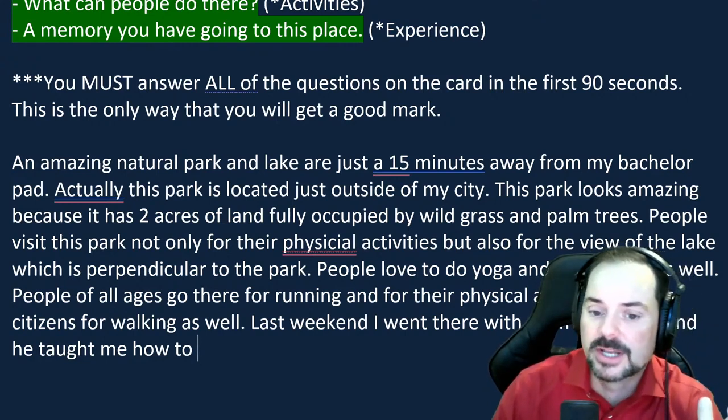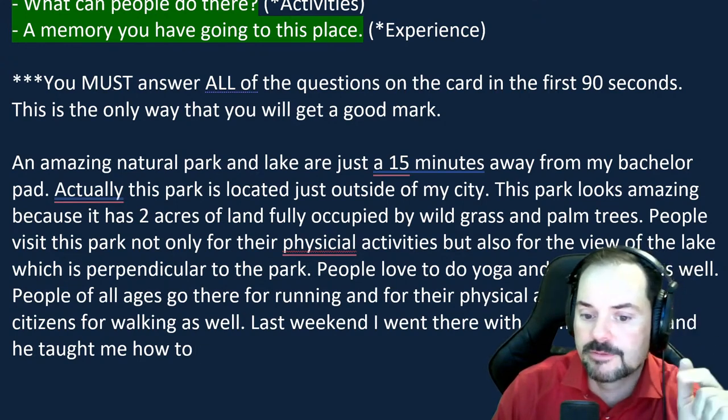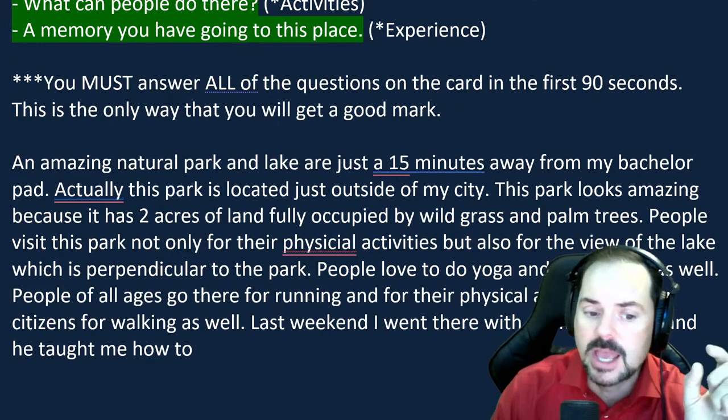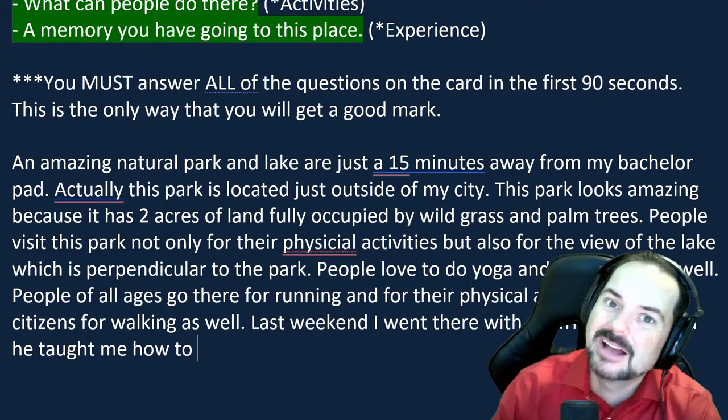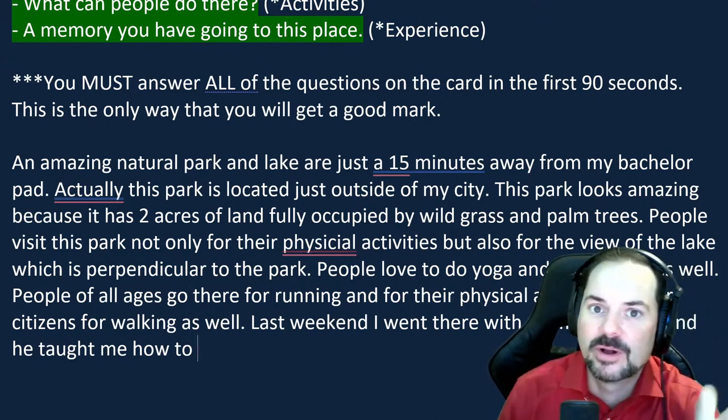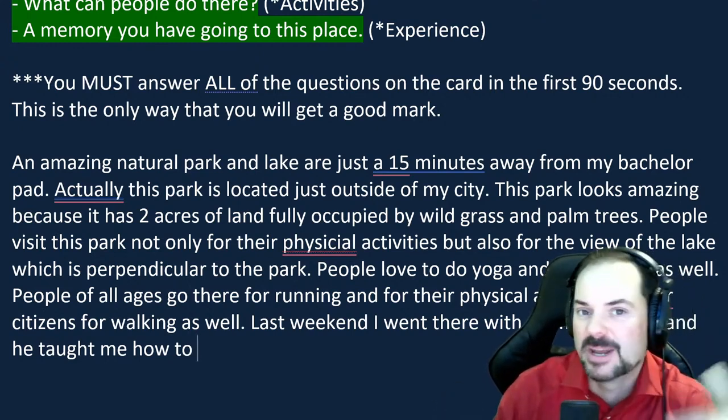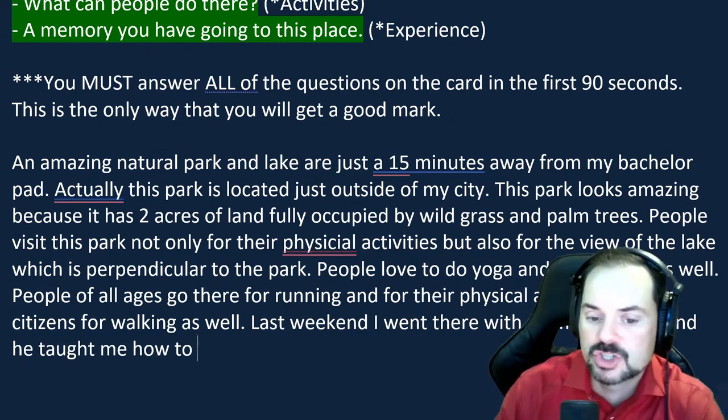overly detailed or unnecessary. Like you said, people love to do yoga and meditation as well. And then you said people of all ages go there for running and for their physical activities. You already told me that people go there for physical activities. So you repeated that information. And then you said senior citizens go there for walking as well. Don't get me wrong, I have all the respect for senior citizens, but unnecessary. Okay, too much information there.